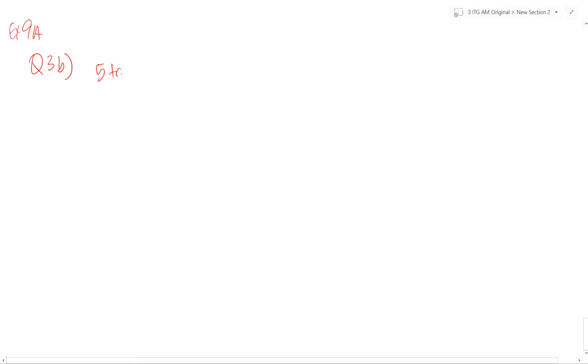5 tangent x plus 6 equals 2 over cosine square x. Okay, I need suggestions how we can do this. 1 over cosine square x is secant square x. Oh, okay. So because you have over cosine square, this is actually the same as 2 secant square x. Now why would I want to change this to secant square? Because secant square is related to tangent square.